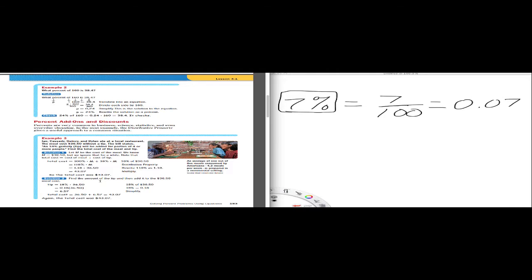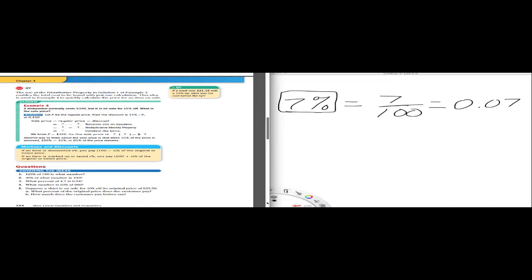And then our other case is we just simply find the tip, add it to the cost of the meal, and away we go. Not much different in results, but different approach. Guided example 4. This uses the distributive property.